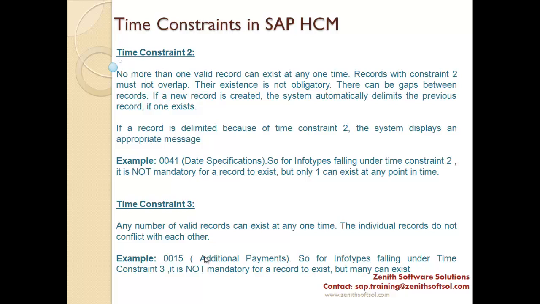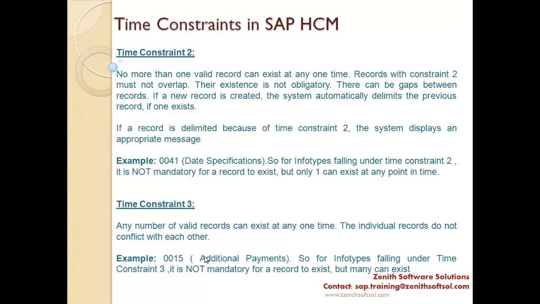So now let's see what is time constant 3. Time constant 3 means any number of valid records can exist at any one time. Means there are no such restrictions. The individual records do not conflict with each other. So basically, say additional payments, info type 15, same period, like 1st of January to 31st of January, you can pay an employee a bonus, and you can pay an employee some performance related payment in the same duration. So in the same interval you have multiple records, and even though they are overlapping, there are no gaps. So this is time constant 3. The system reacts based on what time constant you have assigned to those particular info types. So this is the concept of time constant.